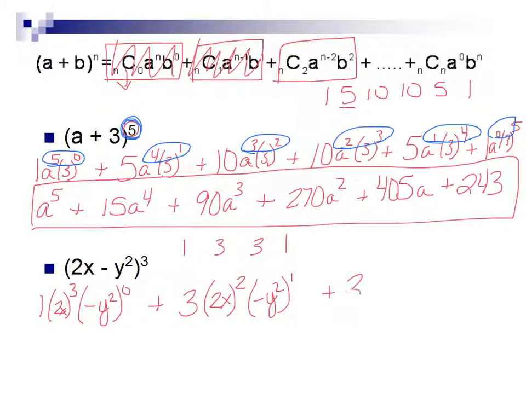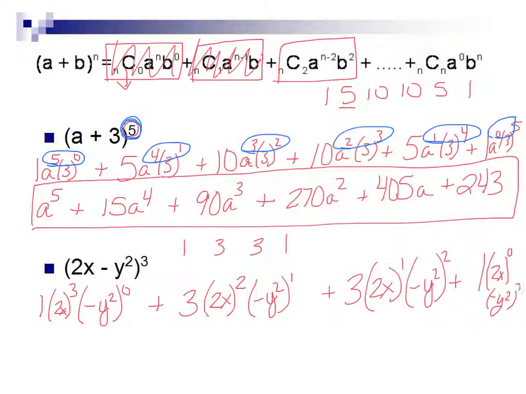Plus 3, 2x to the 1st, and a negative y squared to the 2nd. Plus 1, oh, I'm going to totally run out of room here. 2x is going to be to the 0, and my negative y squared, I'm going to have to write it down here, negative y squared to the 3rd. Okay, so here we go.